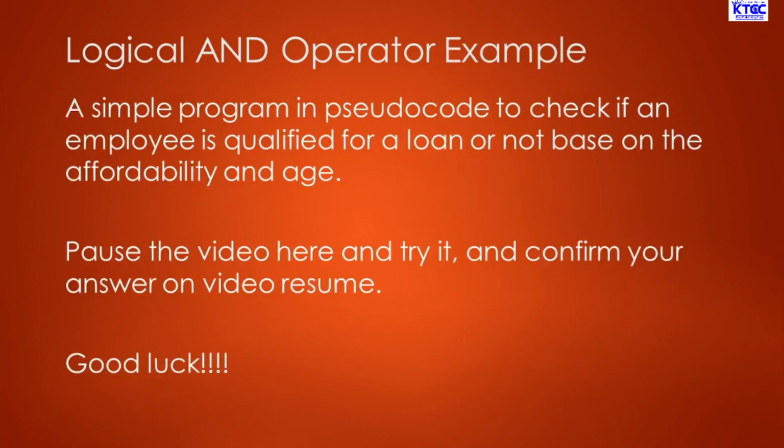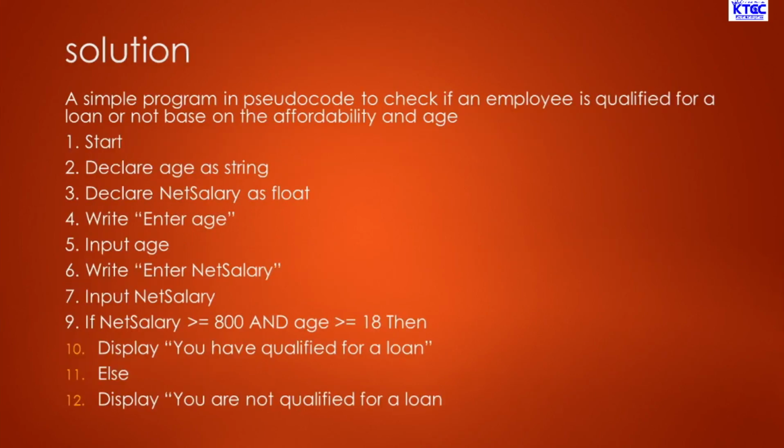Now, we are writing the same program, and then we are using the AND operator to make the decision here. So let's check. There's a simple program in pseudocode to check if an employee is qualified for a loan or not based on affordability and age. So we start a program, declare age as integer, please, not string. Correct it for me, I beg you. And then we declare net salary as float, since money can have floating point numbers. Now, enter age. So the user enters age, then we input age. The user enters salary, then we input net salary.